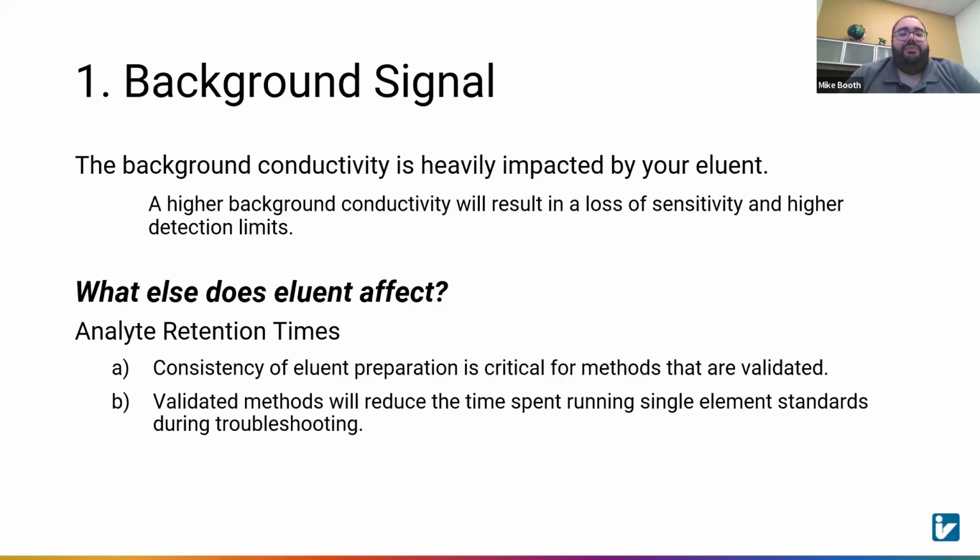So let's start digging into the main topics. The first one is your background signal. Your background signal is dependent on your eluent. If you have a clean eluent, chances are you're going to have a lower background signal, which will improve detection limits. It'll help things out in general overall. So having a good eluent and it being clean is critical.